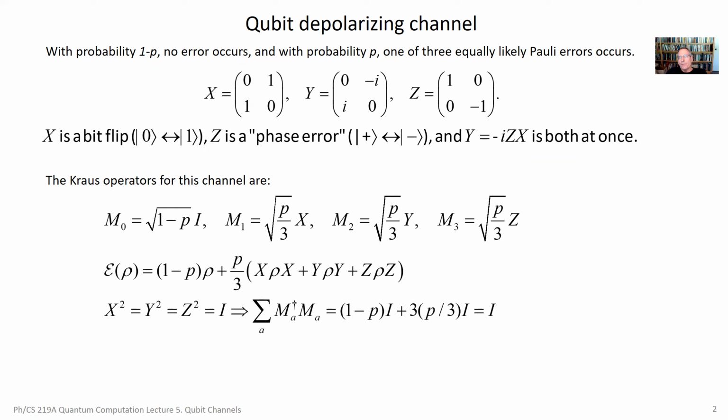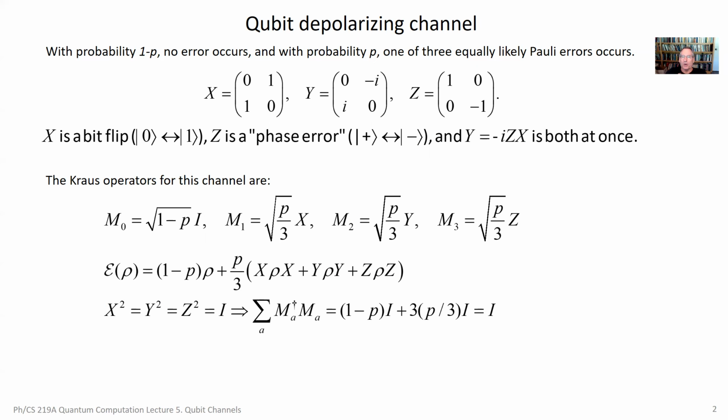And what happens when a quantum system, when a qubit, is subjected to the depolarizing channel, we can think about it this way: there's some error probability p, a probability p that something happens to the qubit. So with probability 1 minus p, nothing happens. But with probability p, one of three possible errors occurs, which changes the quantum system.